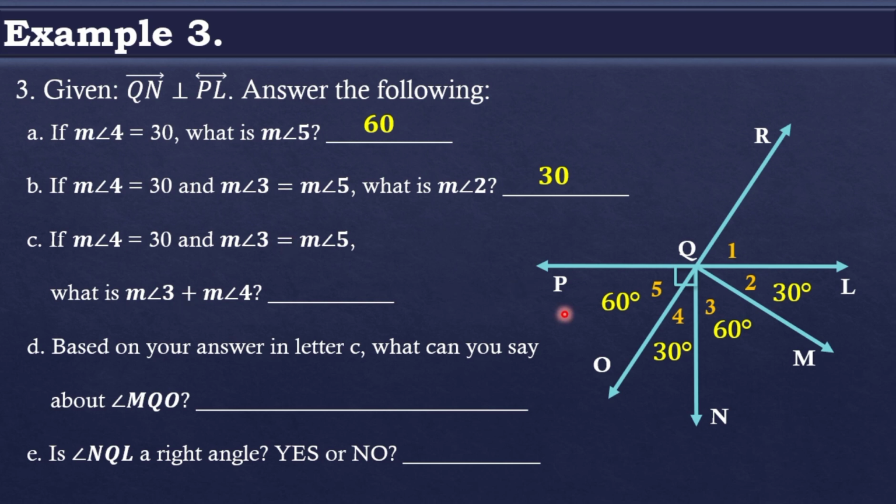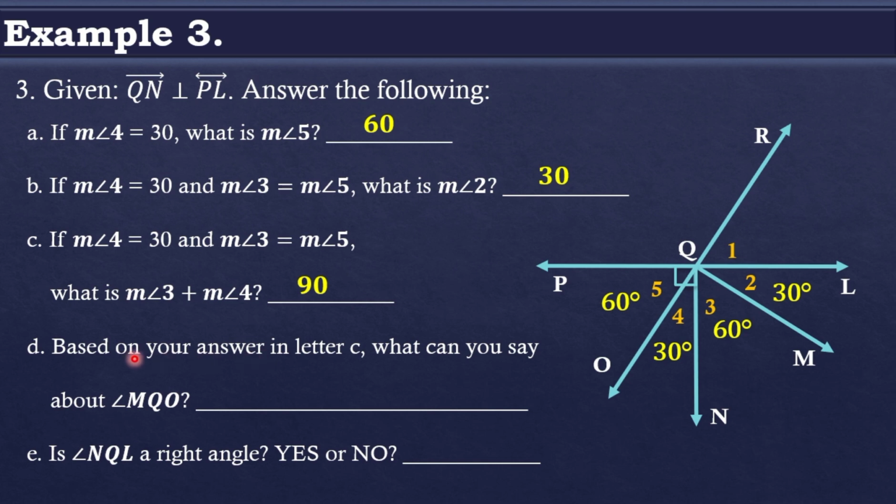So, sabi ko nga, kaya pinalalagay ko sa inyo yung mga nakukuha niyong sagot para madali niyo makita. So, what is the measure daw of the sum of the measures of angle 3 and angle 4? So, itong dalawa yon, i-add natin. So, 60 plus 30, therefore the answer is 90.